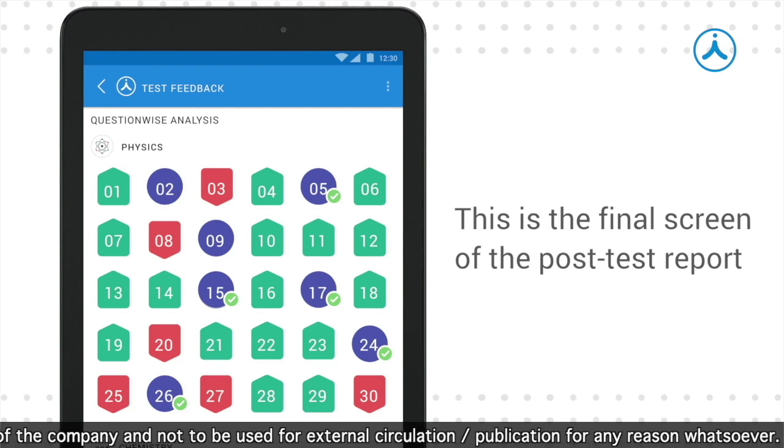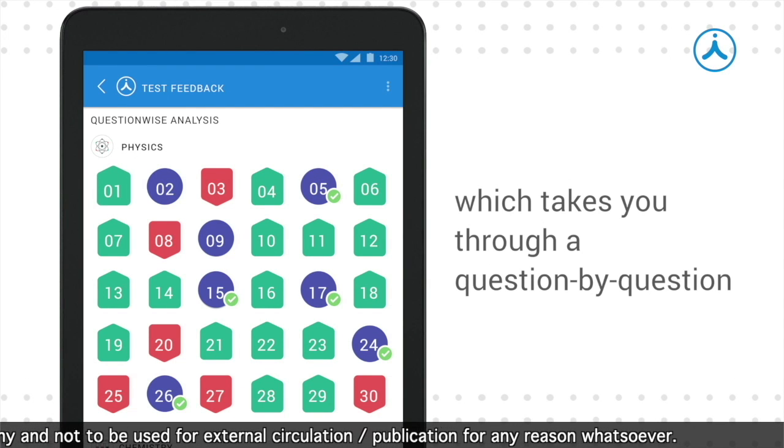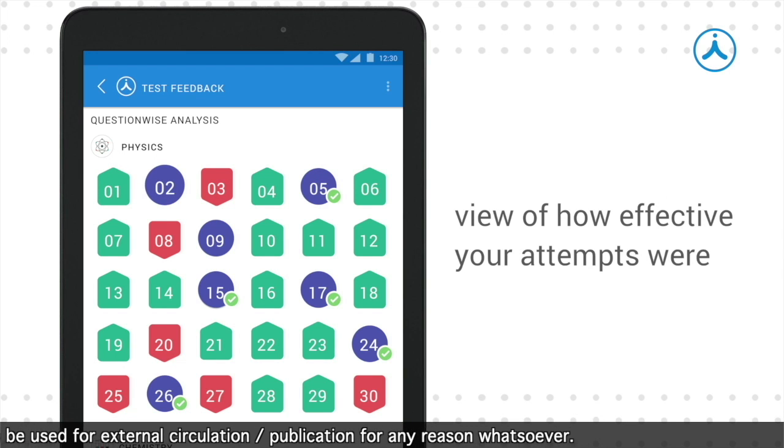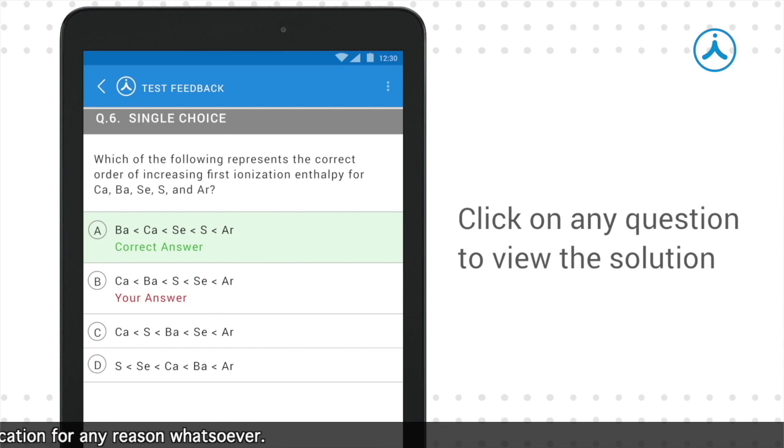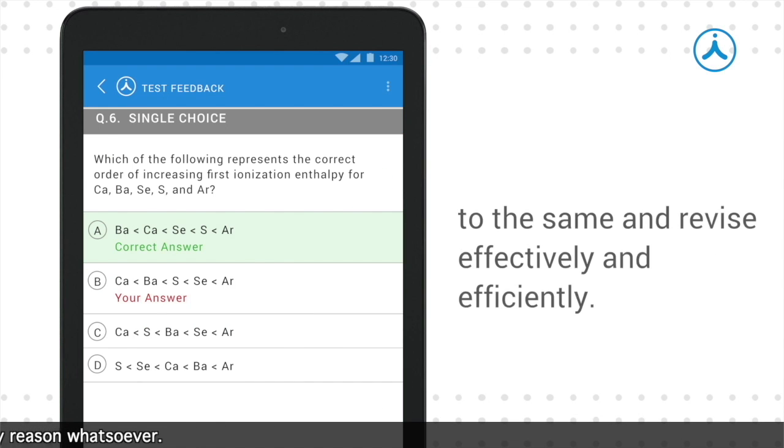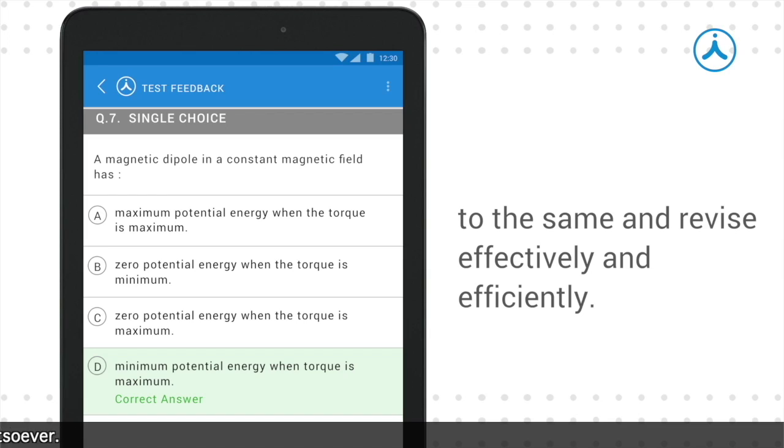This is the final screen of the post-test report, which takes you through a question by question view of how effective your attempts were, and a chance to revise concepts in which you made mistakes. Click on any question to view the solution to the same and revise effectively and efficiently.